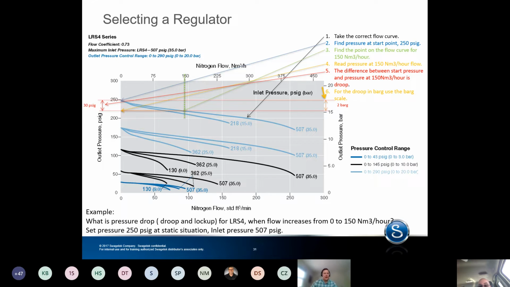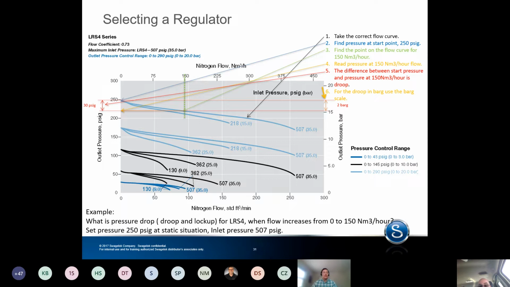And so that's where we can decide, is that acceptable for the application that we're running, or do we need to go with a more accurate pressure regulator, something like a dome load or something like that? That's really what you can get out of flow curves, the ability to better understand what to expect out of a pressure regulator. And those are the two main ways we see flow curves used.